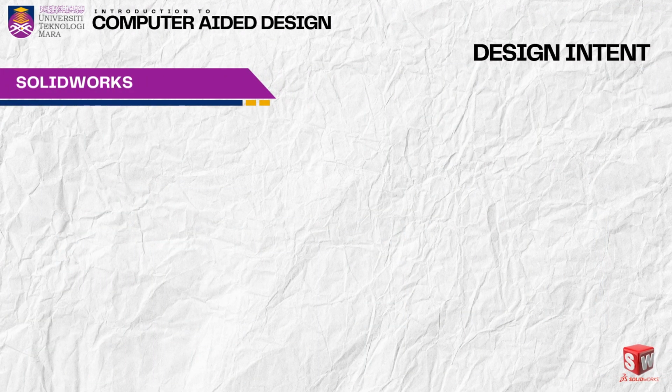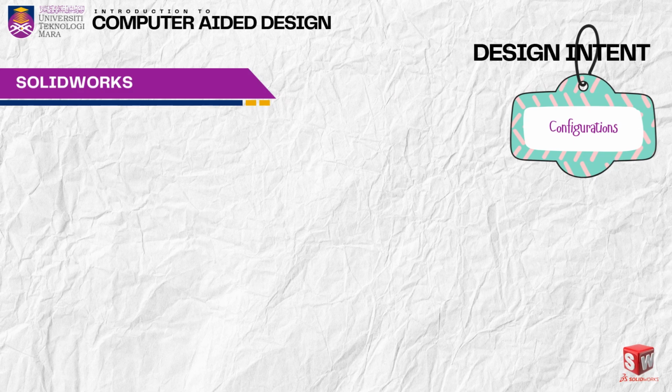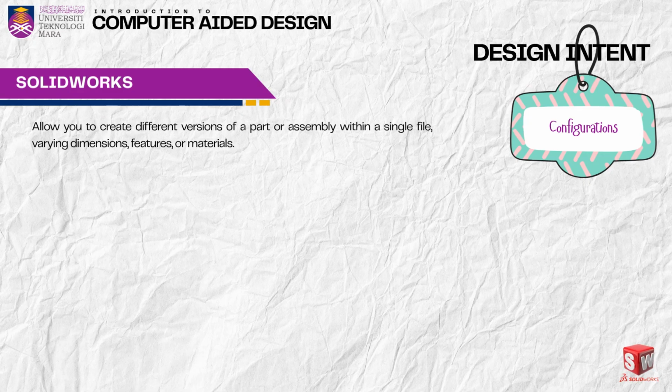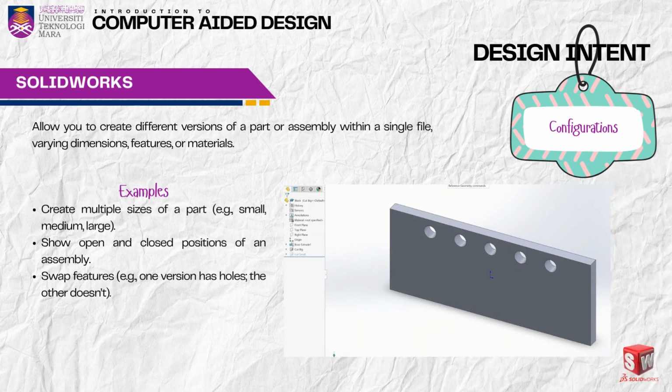Finally, let's take a look at configurations, one of the most powerful and efficient features in SolidWorks for managing multiple versions of a design. Configurations allow you to create different variations of a single part or assembly within one file. This is incredibly useful when you need to model products that share a common base design but differ in size, features, or materials. Imagine you're designing a screw that comes in 3 different lengths: 10 mm, 20 mm, and 30 mm. Instead of creating 3 separate part files for each length, you can use configurations to store all these variations in a single .sldprt file. This keeps your project organized and dramatically reduces the number of files you need to manage.